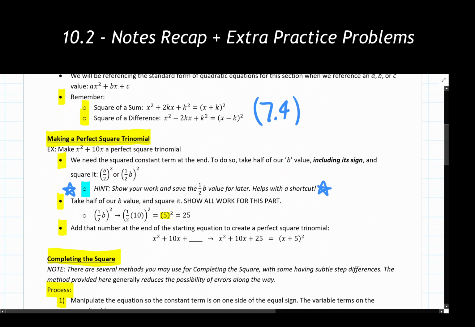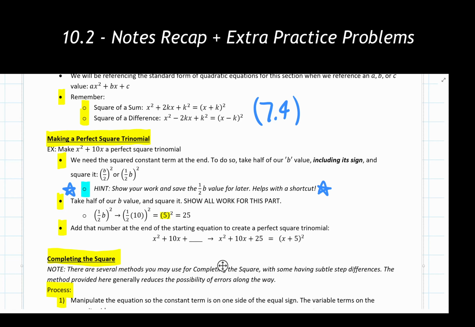We had our very quick preliminary how to make a perfect square trinomial example we had here. Again, this is unique to just this example. There are a lot of other processes and other ways that we go through and use this, but this is just to show how we're using half our b value and squaring it.